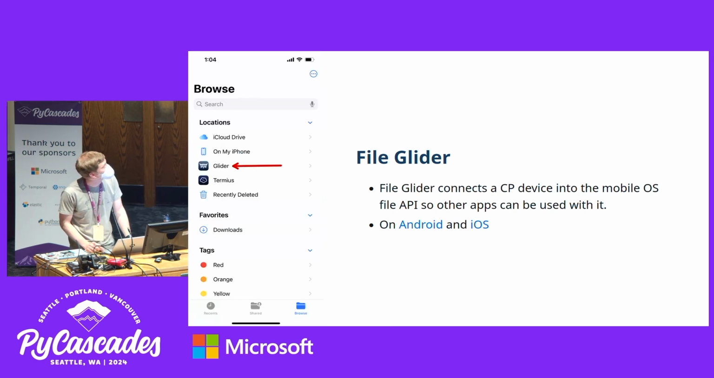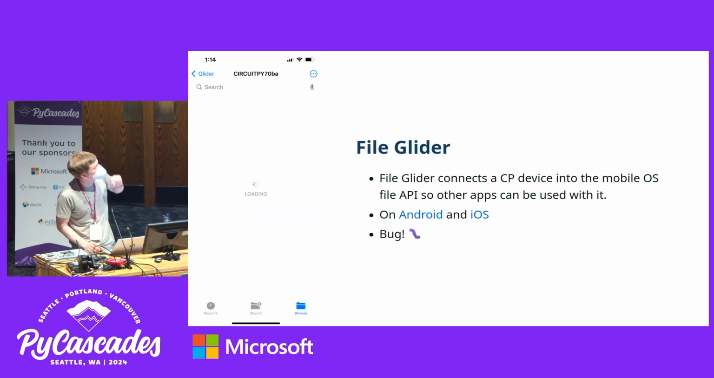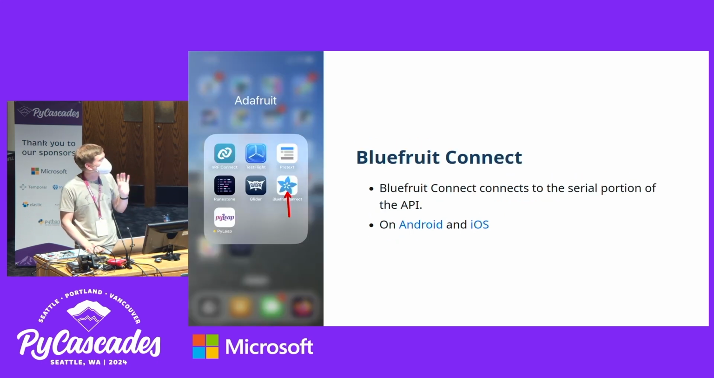So in the Files app, you can hit locations. You get a Glider location. You see your devices, and we have a bug here. Sorry. It doesn't load for some reason. We're going to figure out why, but this would be the Files API integration.